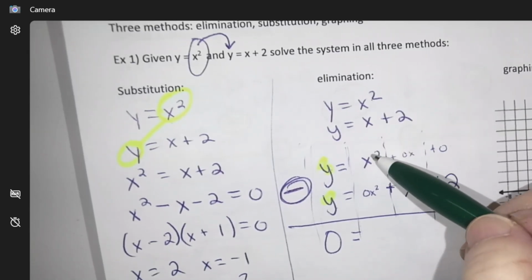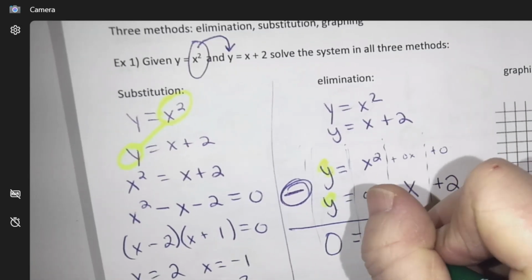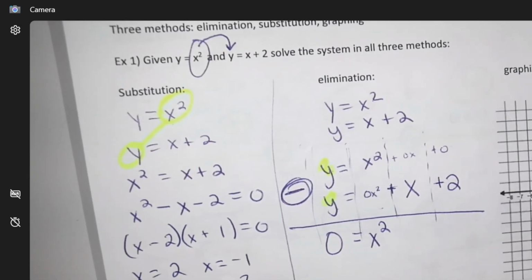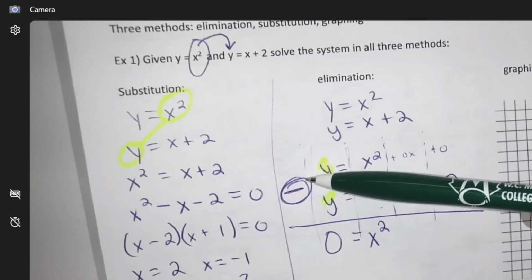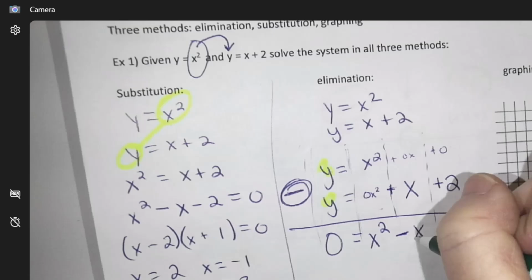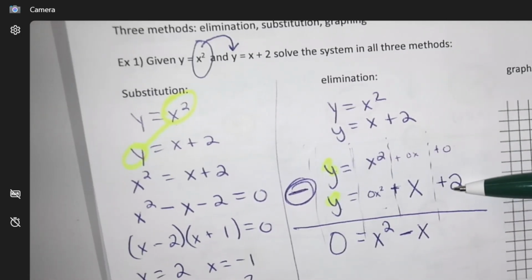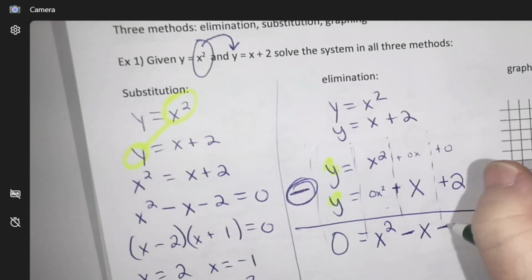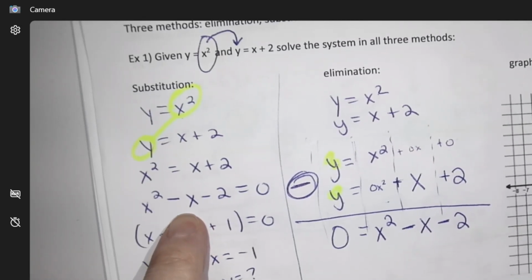What is x squared subtract nothing? X squared. What is nothing subtract x? Minus x. And what is nothing subtract 2? Minus 2. Oh, guess what? I'm exactly there.